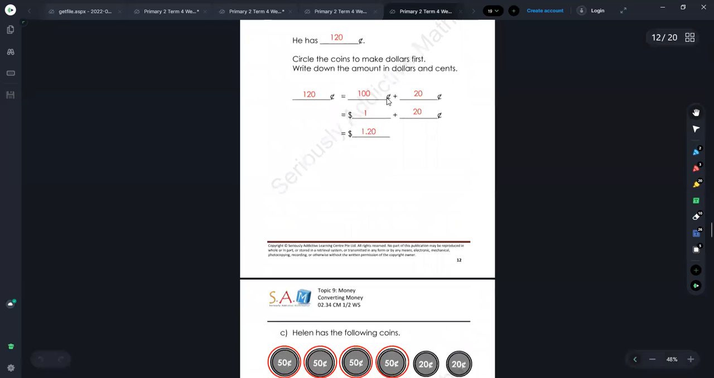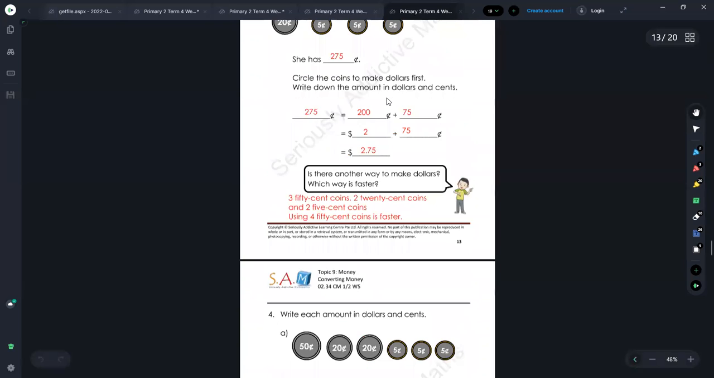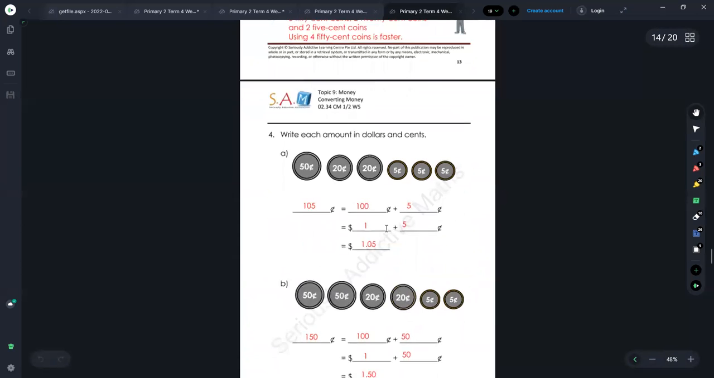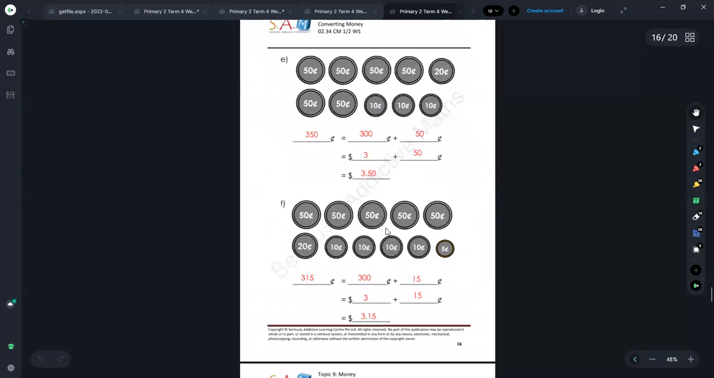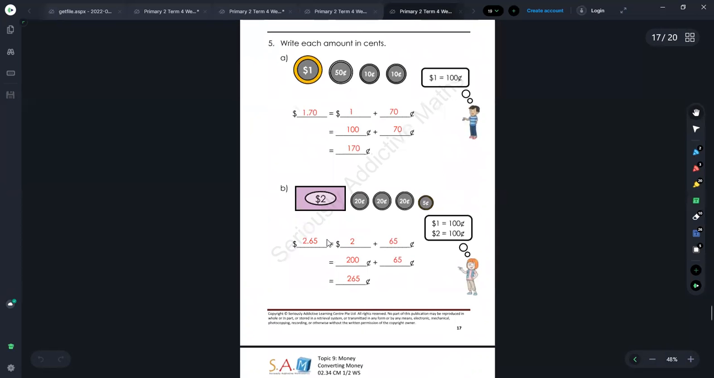But just in case, you might get them to do one question if you like, especially for those who are not so clear yet in terms of what needs to be done. For example, you can use this, page 13. Helen has 275 cents. How do you convert that into dollars? And then one on converting dollars to cents.